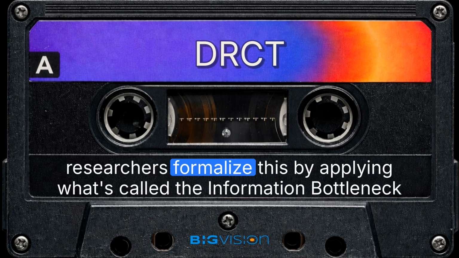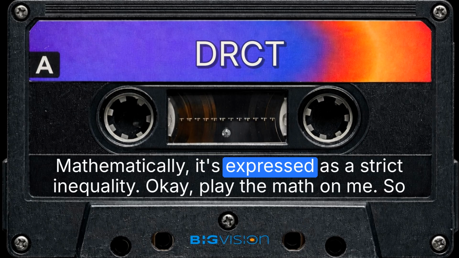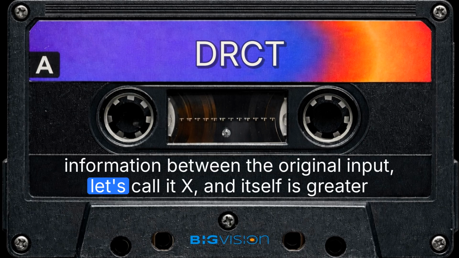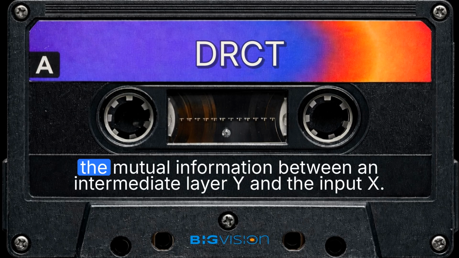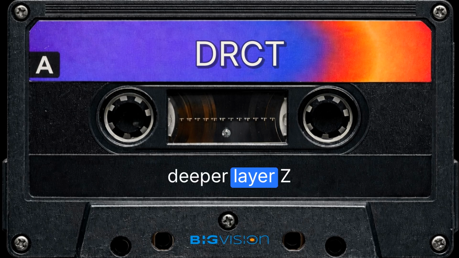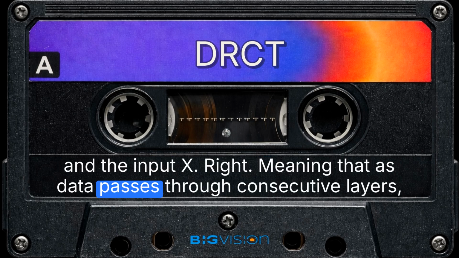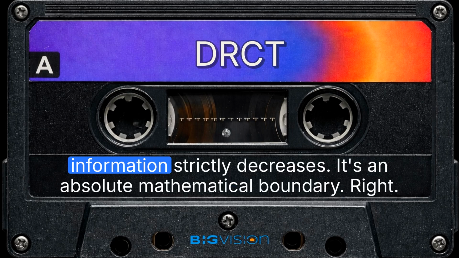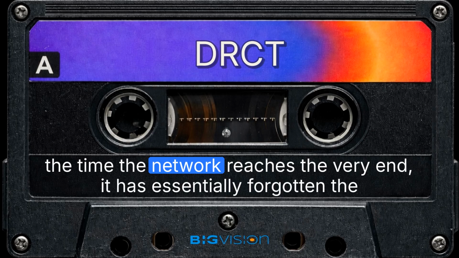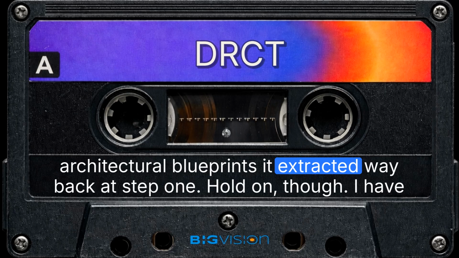Wow. The researchers formalized this by applying what's called the information bottleneck principle. Mathematically, it's expressed as a strict inequality. Okay, play the math on me. So the mutual information between the original input, let's call it X, and itself is greater than or equal to the mutual information between an intermediate layer Y and the input X. Okay, making sense so far. Which is, in turn, greater than or equal to the mutual information between a deeper layer Z and the input X. Right, meaning that as data passes through consecutive layers, the mutual information strictly decreases. It's an absolute mathematical boundary. Exactly. So by the time the network reaches the very end, it has essentially forgotten the high-frequency architectural blueprints it extracted way back at step one.